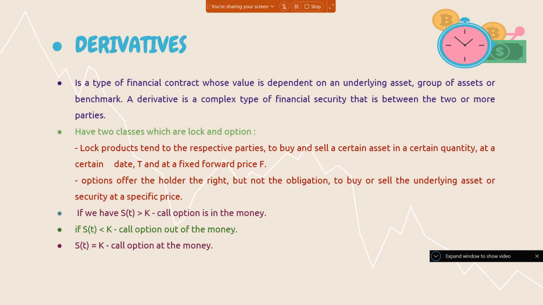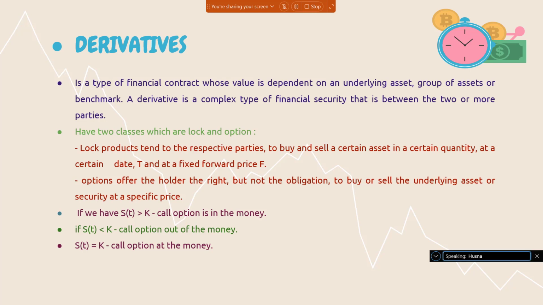Derivative. A derivative is a type of financial contract whose value depends on an underlying asset, proof of asset, or benchmark. A derivative is a type of financial security between two or more parties. It has two classes, which are forward and option.